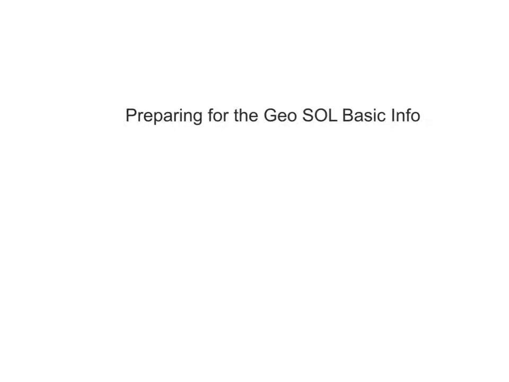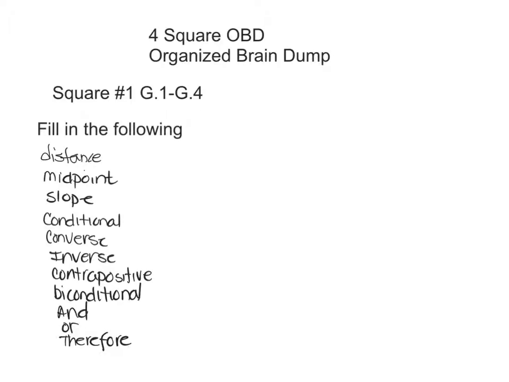Preparing for the geometry SOL basic information. So once you get into the test, it may give you your scratch paper. We're going to create a 4-square brain dump. Square number 1 is going to be information from G1 to G4. So go ahead and pause the video and fill in the following information: formulas or symbolic notation.